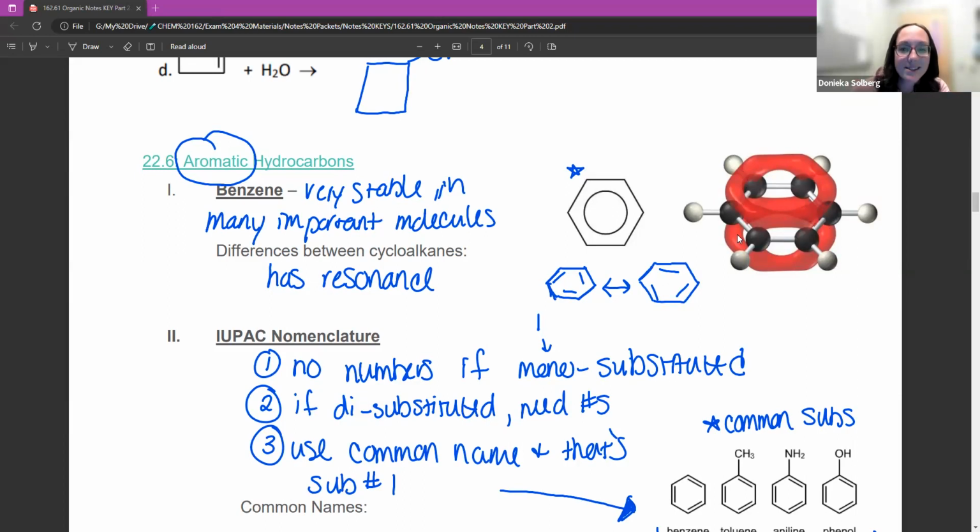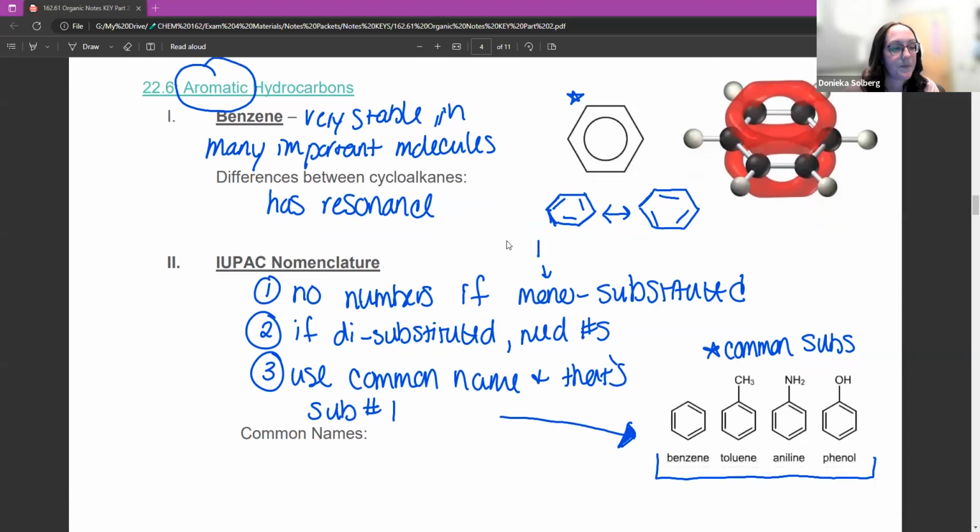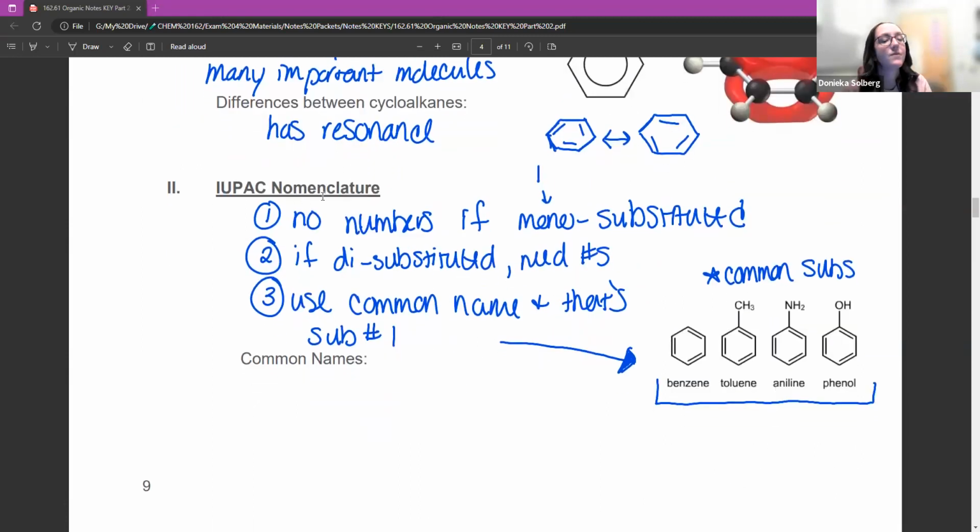So this is called resonance. These are delocalized electrons. It makes it very, very stable. And so we use benzene a lot. So we do have to be able to name these aromatic hydrocarbons. These are called aromatics. Okay, so first of all, if it is mono substituted, mono meaning one, so if it has one substituent on the benzene, you don't need to number it.